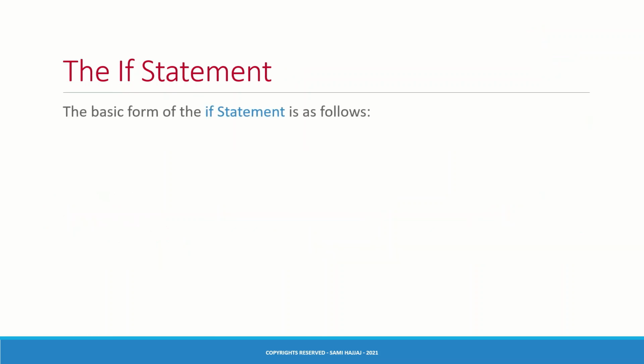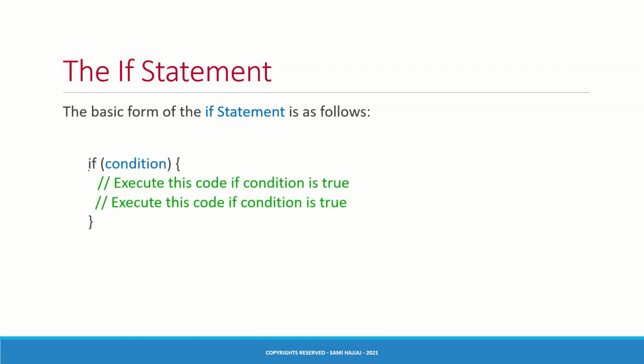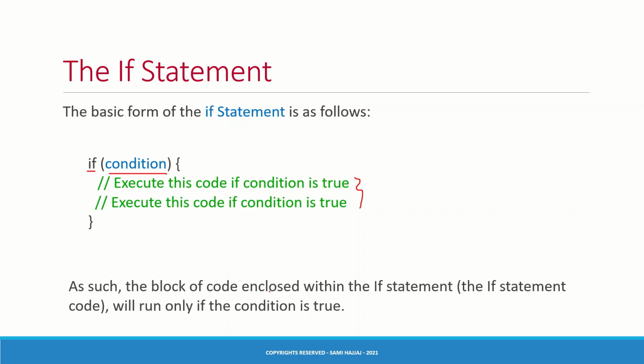So let's talk about the basic one, the if statement. The basic form of the if statement is simple, really. You have an if and a condition right here, and then this is the block of code that you want to execute. We're going to refer to this block as the if statement code. I put two lines here, but it could be a lot more, even a lot more complicated. The idea is simple: this block of code will run only if the condition up there is true.